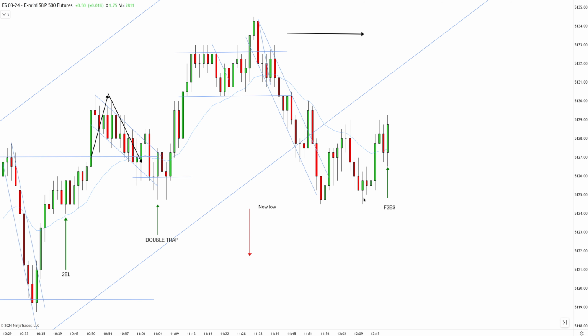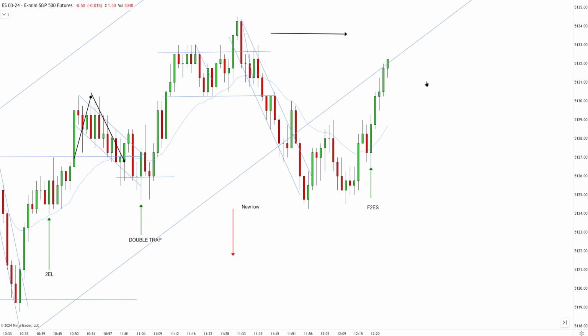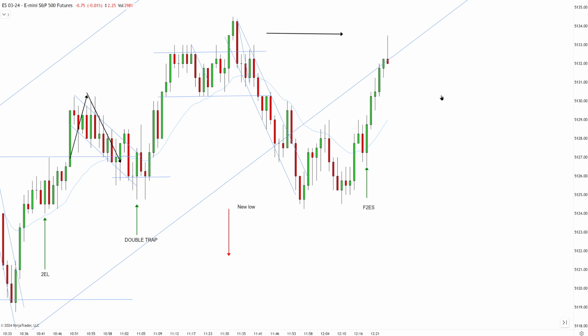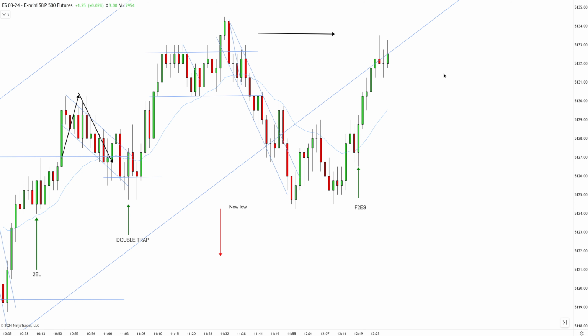New low, first entry short, pullback, second entry short failure. We expect new high to be tested. Okay, it worked for 4.25 points. We scalped for 2 points, but even the largest scalp won.